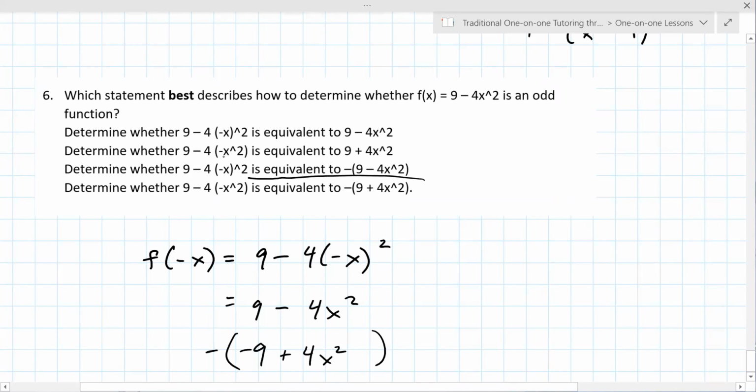Determine whether 9 minus, let me see here. Boy, this is a little awkward.